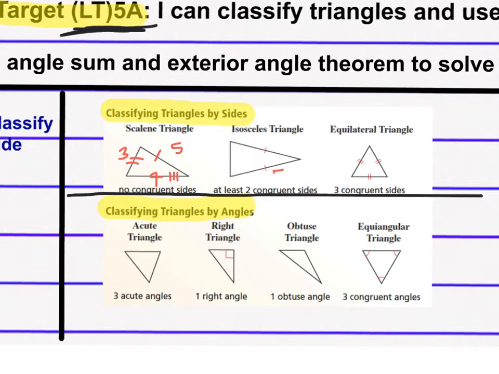Isosceles, you have at least two congruent sides, so like 5 and 5. I can tell that these sides are congruent because they both have one tick mark. Equilateral, all three sides are equal, like 4, 4, and 4, and they all have two tick marks, showing that all three sides are congruent. So scalene, all three sides are different. Isosceles, two sides are the same. Equilateral, all three are the same.